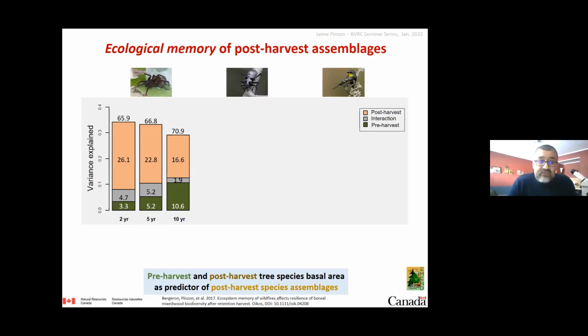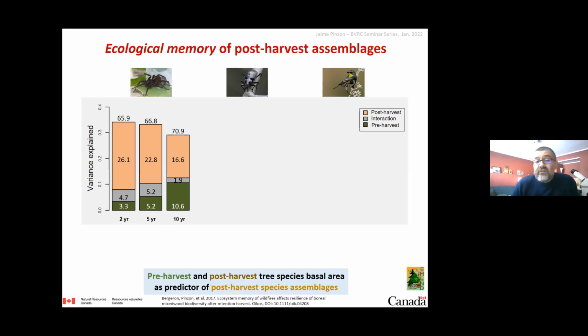So as you can see, at least for spiders, the current composition of spiders on that landscape is largely determined by the post-harvest influence, which is the pink area. Nonetheless, the green area, which is the pre-harvest, has quite an important influence as well, particularly over time. If you were to look right after harvesting, the pre-harvest condition has very little contribution to the present explanation of the species assemblages at that time.